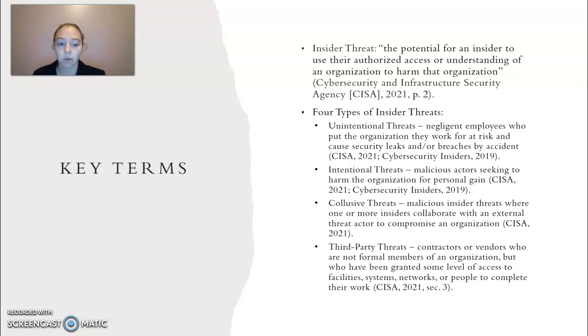And then there's collusive threats, which are malicious insider threats where one or more insiders collaborate with an external threat actor to compromise an organization. This would be like you have a state intelligence agency working with someone in that organization to compromise it. And then for third party threats, there would be contractors or vendors or any other worker who's not a direct member of that organization that has some level of access that exploits it either unintentionally or intentionally to cause a leak or breach of some sort.